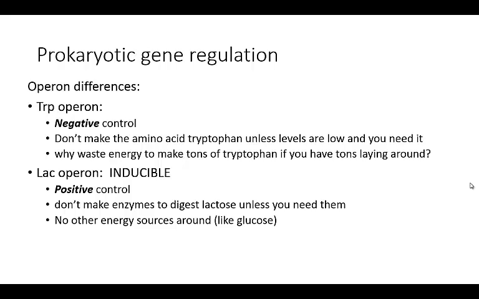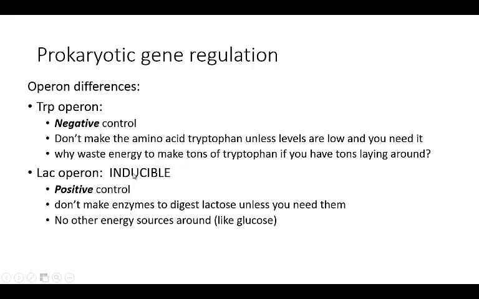In the lac operon, this is an example of an inducible operon. In this case, this is a positive control. It's usually off, and you don't make these enzymes to digest lactose unless you need them. If you do, and there are no other energy sources around like glucose, now this operon can be turned on.